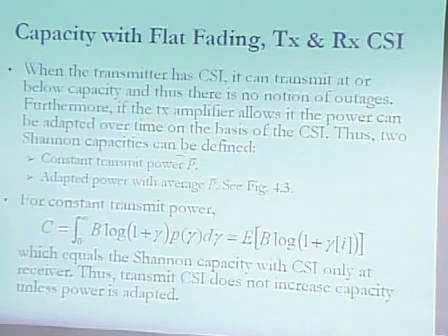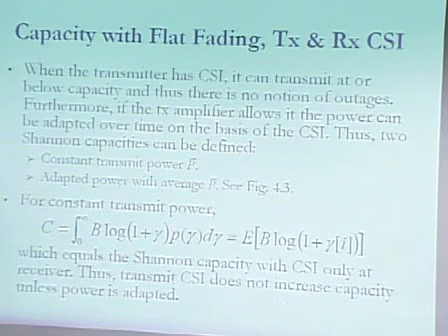Right? Maybe because the amplifier doesn't allow this power control. That happens sometimes. So if we choose not to do that, if we send constant power, then what we find is exactly the same as when there was only receiver CSI. So in this case, even though we have this information about the channel at the transmitter, since we're not using it, the capacity does not increase. Okay, so that's the main point here.